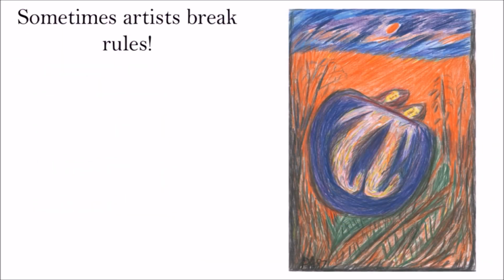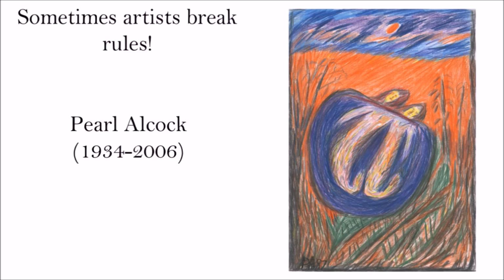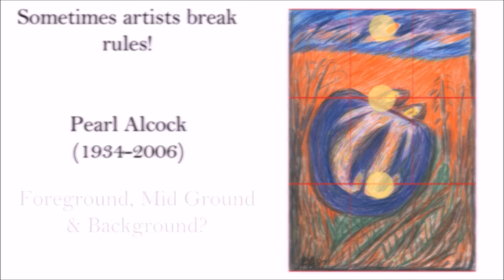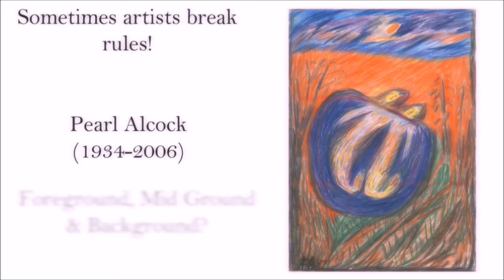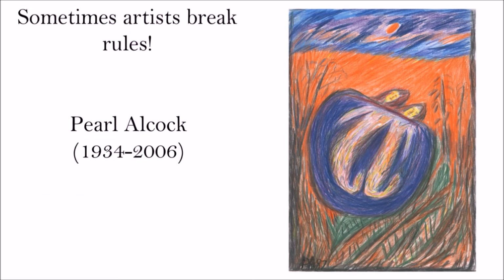Sometimes artists do break the rules. Here's a drawing by Pearl Alcock. When we add our rule of thirds grid, does it work in the same way the Constable painting did? It would seem in this composition all of the interesting areas are located in the middle. Is there an obvious foreground, midground, and background? This interesting choice of composition can create an uncomfortable feeling for the viewer, suggesting the artwork is of a serious tone.